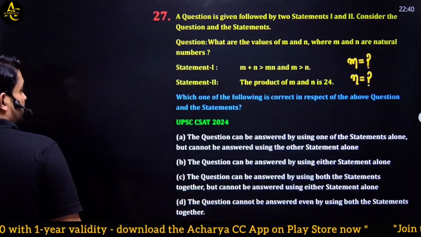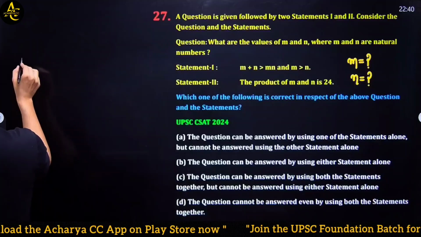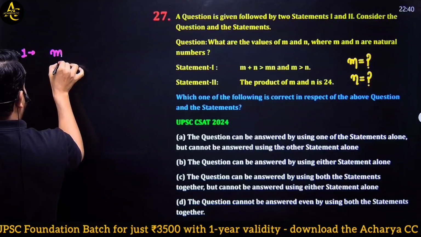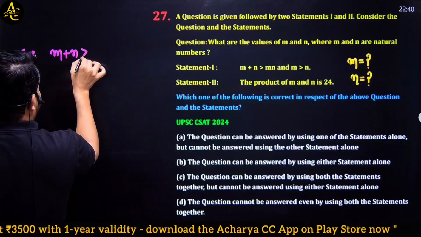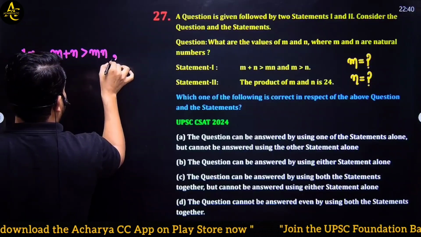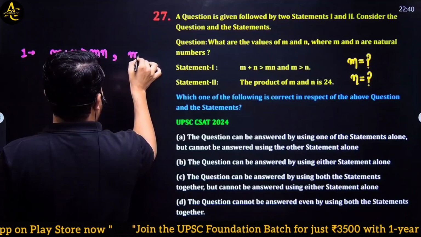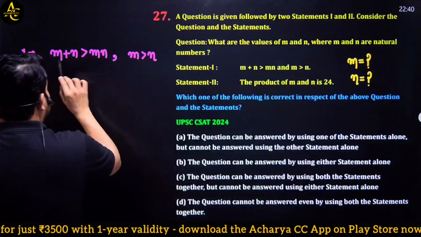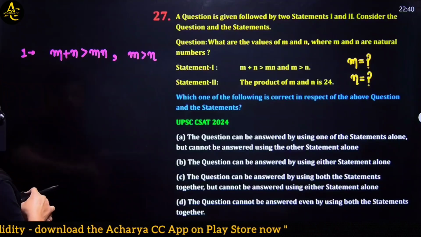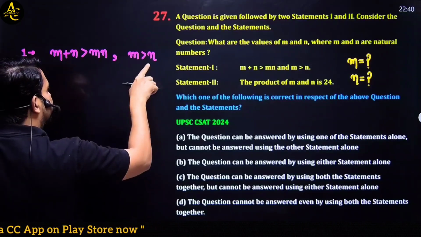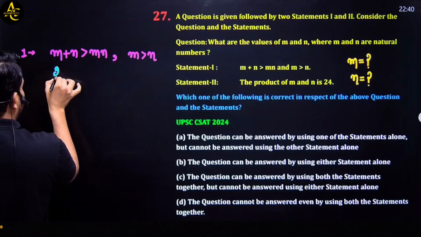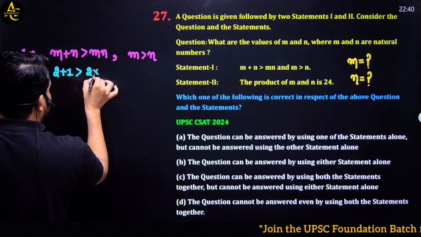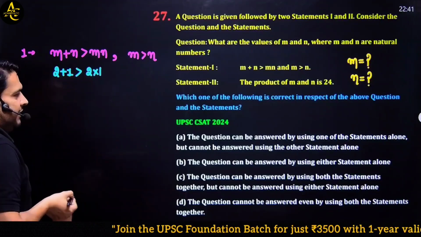See, statement number first says that m plus n is greater than mn, where m is greater than n. So we have many values which satisfy this statement. Here I have to take m greater than n. If I take m equal to 2 and n equal to 1, 2 plus 1 is 3 and 2 into 1 is 2.